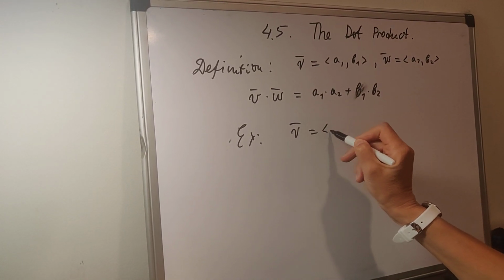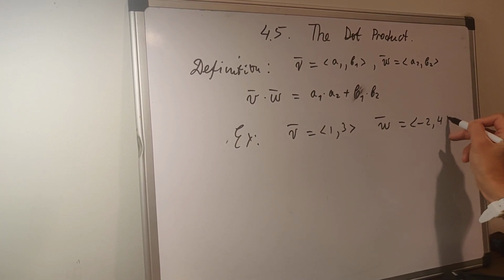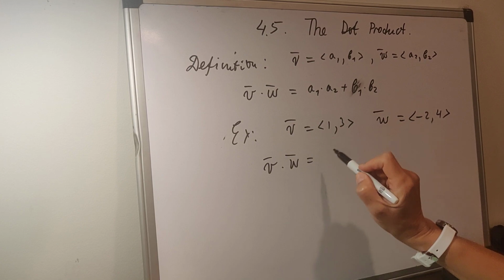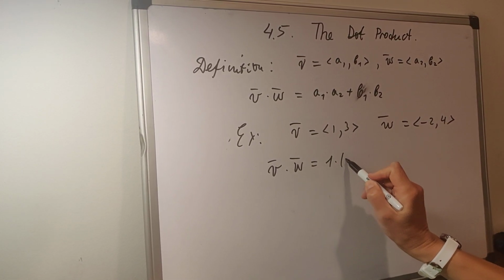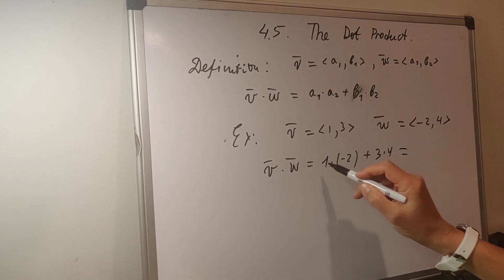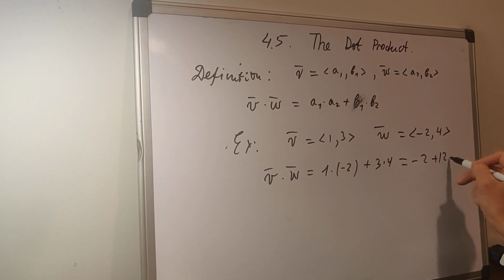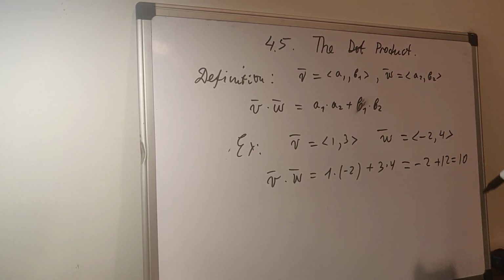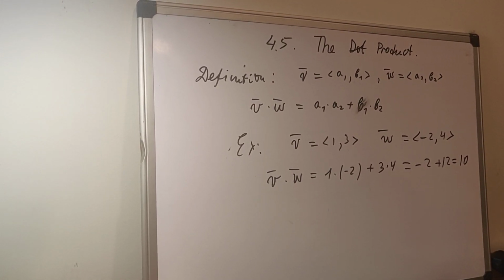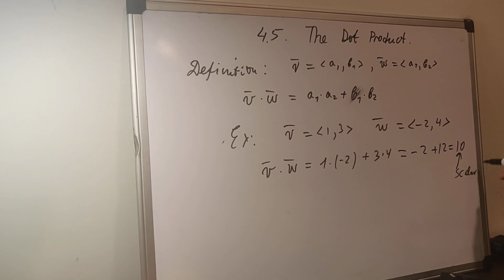Imagine that vector v is 1, 3 and vector w is minus 2, 4. So I'm going to find the dot product between v and w. So I'm multiplying x by x, 1 by negative 2, plus 3 by 4, y by y. Keeping the signs, 1 by negative 2 is negative 2. This one is going to give me 12, and the final result is 10. You see, 10 is just a number. It's not two numbers. It does not have any direction. So the dot product is a scalar. Okay.